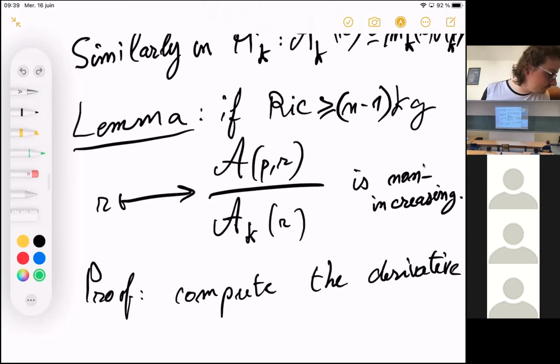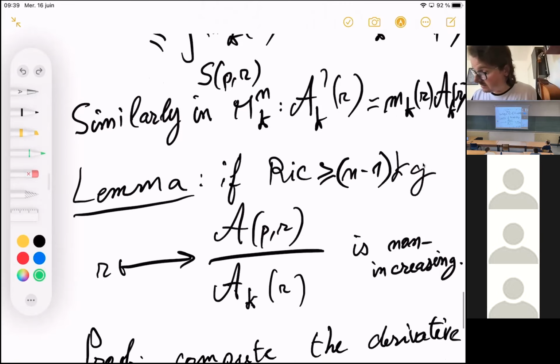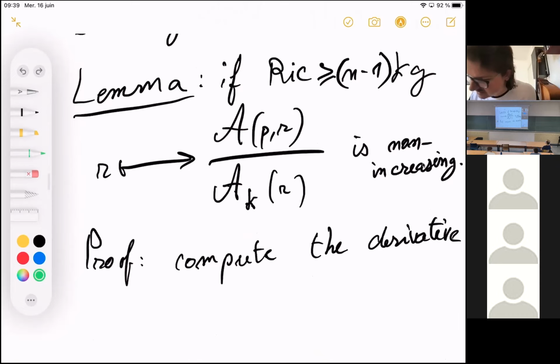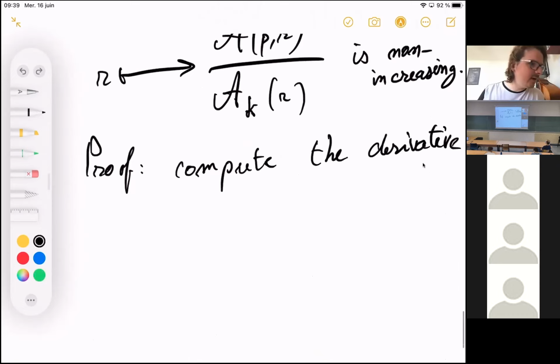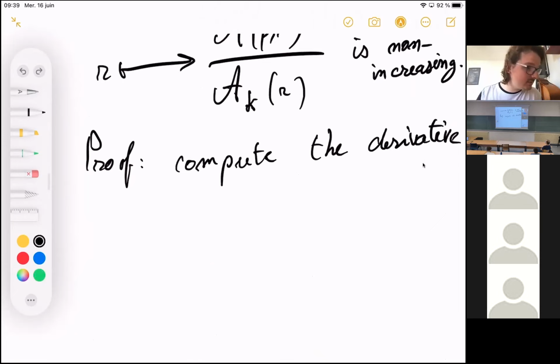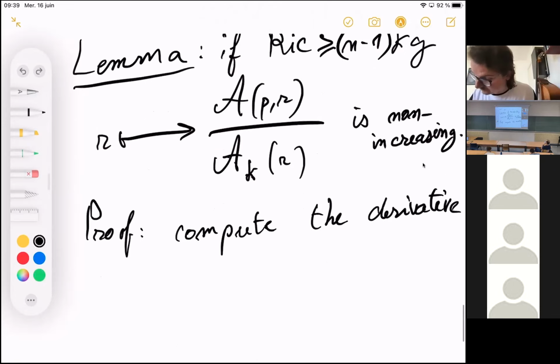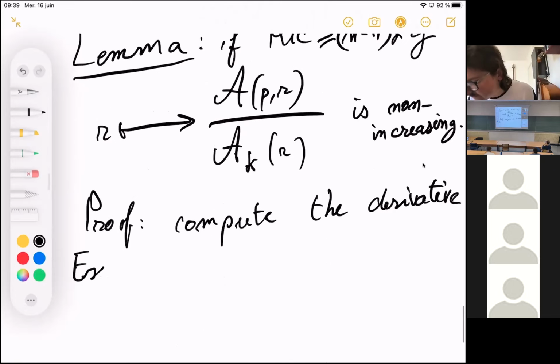Okay, so now we can actually integrate more or less that. It's a funny exercise, I will tell you, to get the Bishop-Gromov volume comparison. So here we have an area comparison estimate. Maybe an exercise.